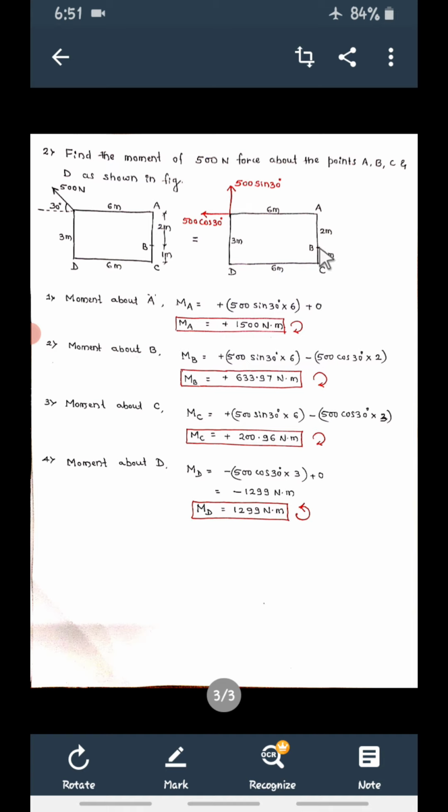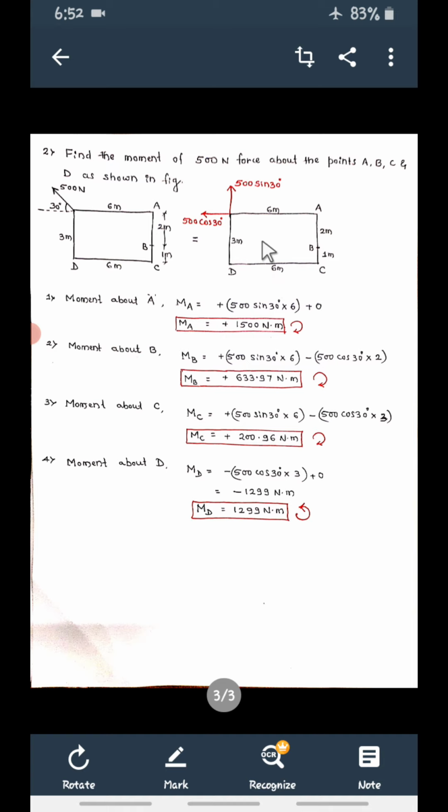Next, same forces about B now. This is point B. Moment about B, MB. Again take the forces one by one. First, 500 sin 30 is the force. What is the perpendicular distance between this force and B? Again 6. With reference to B, this will produce clockwise. So 500 sin 30 into 6 meters, plus 500 sin 30 into 6. Now this force now.